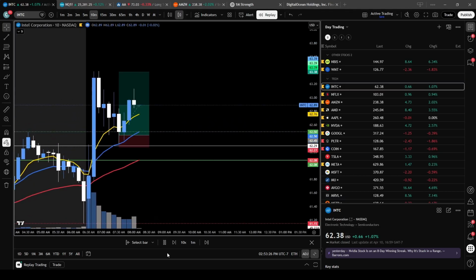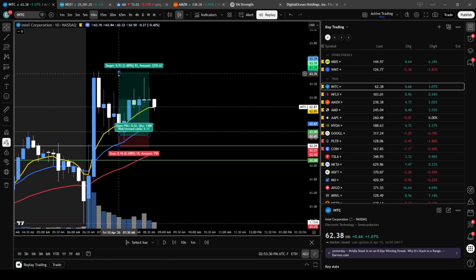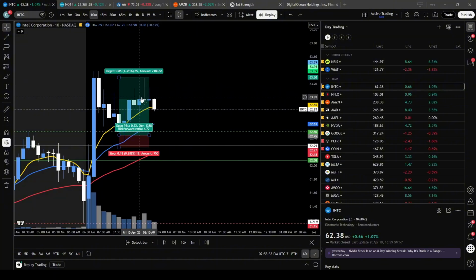And then it was a slow grind. Took a long time for it to play out, but eventually got to 100% on this pop. I had a limit order for exactly 100%. And it got it to the T.